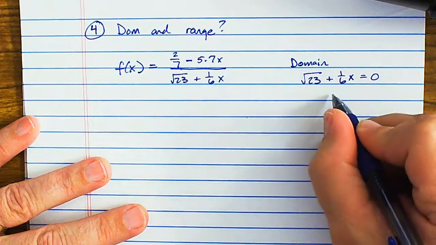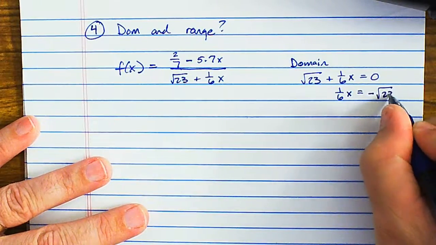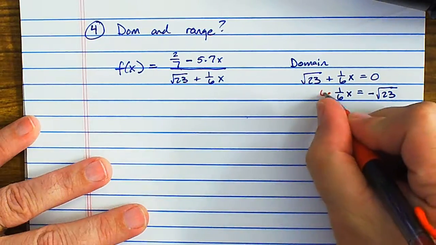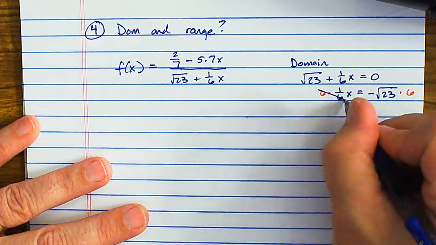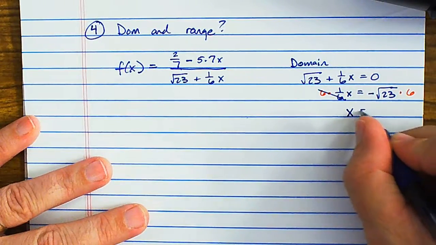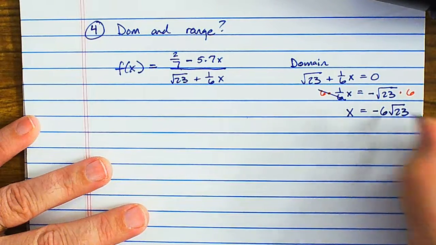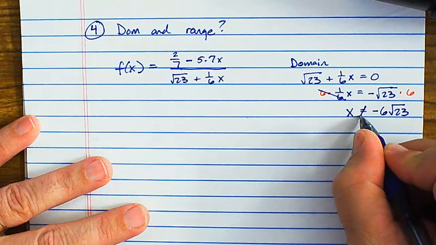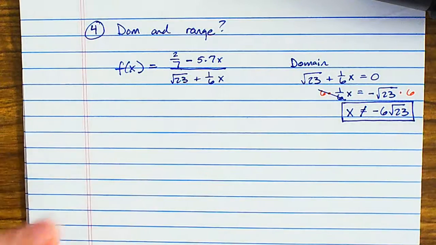So if I bring radical 23 over, that gives me 1 over 6x equals negative radical 23. If I multiply both sides by 6, that cancels out these, giving me x. And then 6 times negative radical 23 is just negative 6 radical 23. So that is what would equal 0, so that is what x cannot be. That is your domain. So your domain is every number except for negative 6 radical 23.